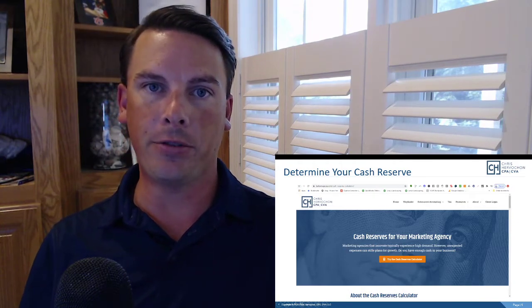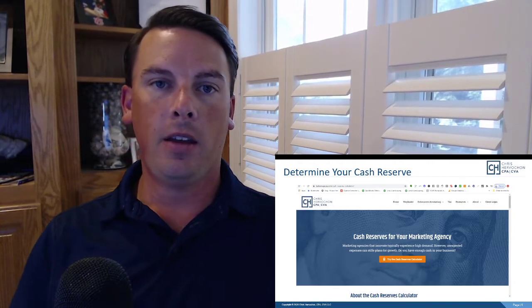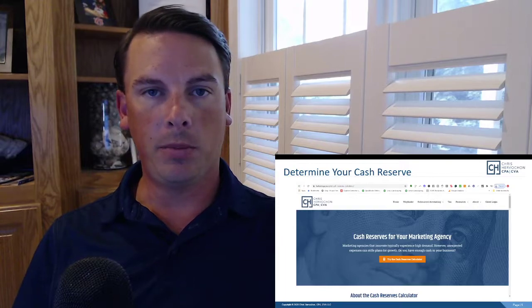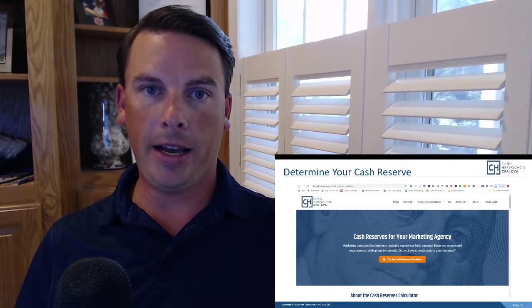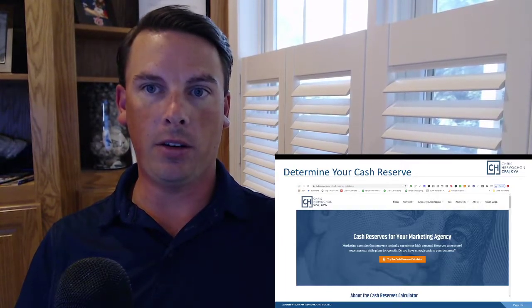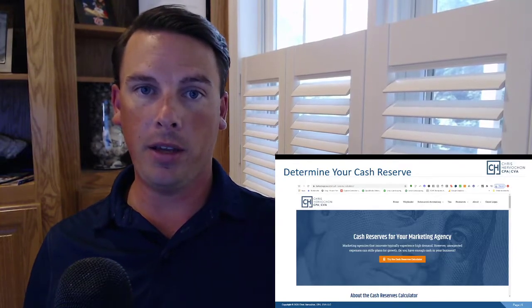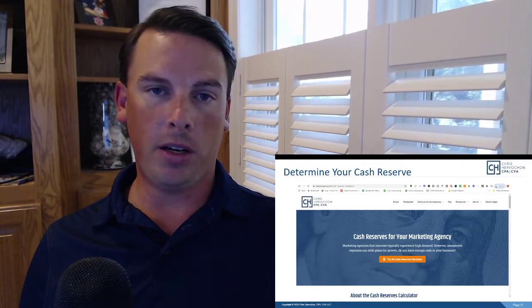Next, determine your cash reserve. Super important. You need to have between 2 and 6 months of fixed expenses in cash, in reserve, in your business at all times. That's going to allow you to scale. If you think about it, business all comes down to cash.